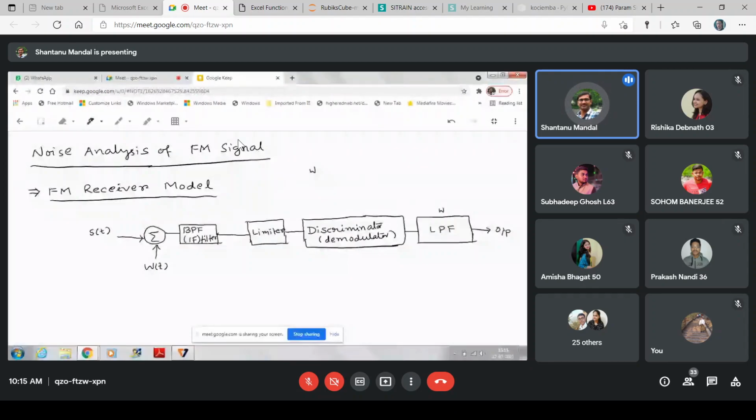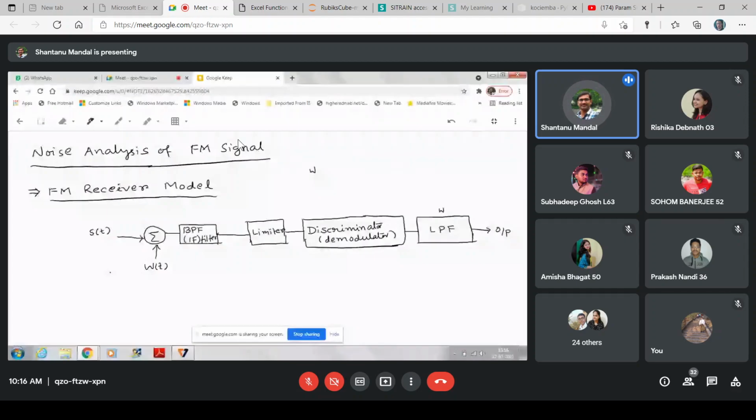If the input signal has amplitude variation, it can be removed by using the limiter. After that it is passed through the demodulator, that is the FM demodulator, which is also known as the FM discriminator. After that it is passed through the low pass filter, and the cutoff frequency of the low pass filter is the same as the message signal frequency. So if the message signal frequency is W, then the cutoff frequency of the low pass filter is also W.